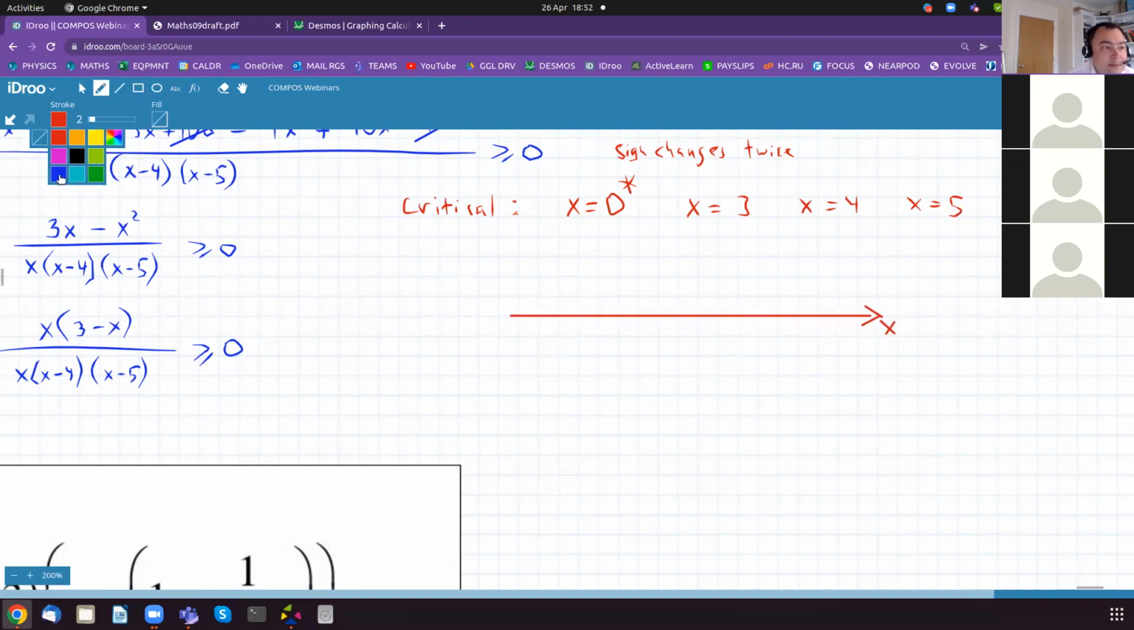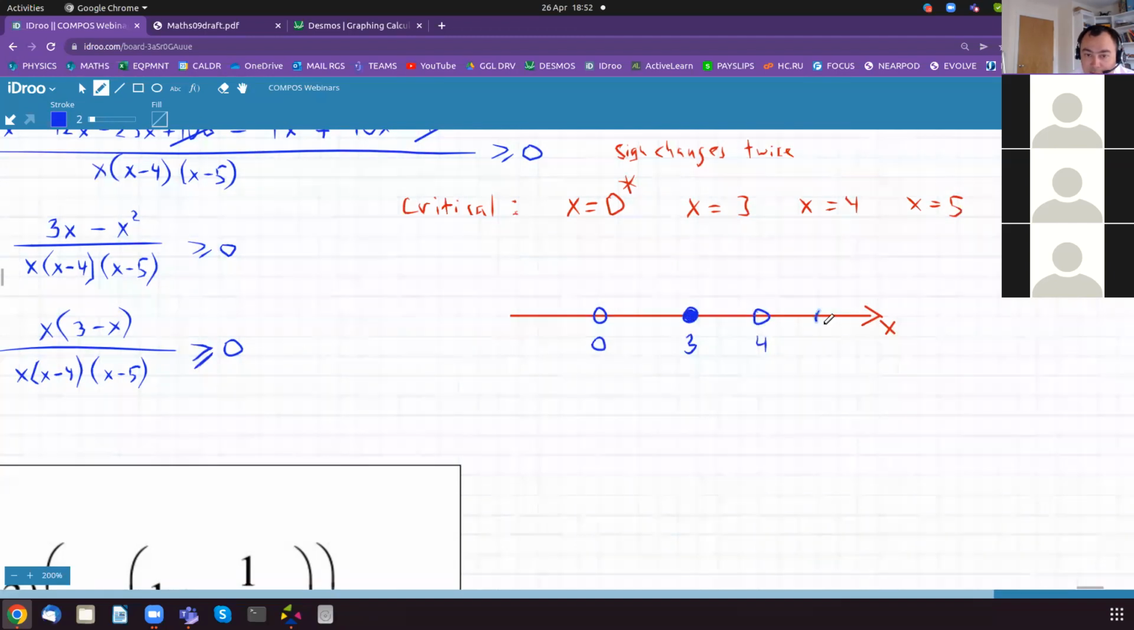So x, now we have 0. Now x cannot be 0. 3. Now 3 is a solid point because it can be equal to 0, because the sign is greater or equal to 0. So 3, 4 excluded, 5 excluded. And now we have to be very careful here. We need the sign here. What is the sign here?